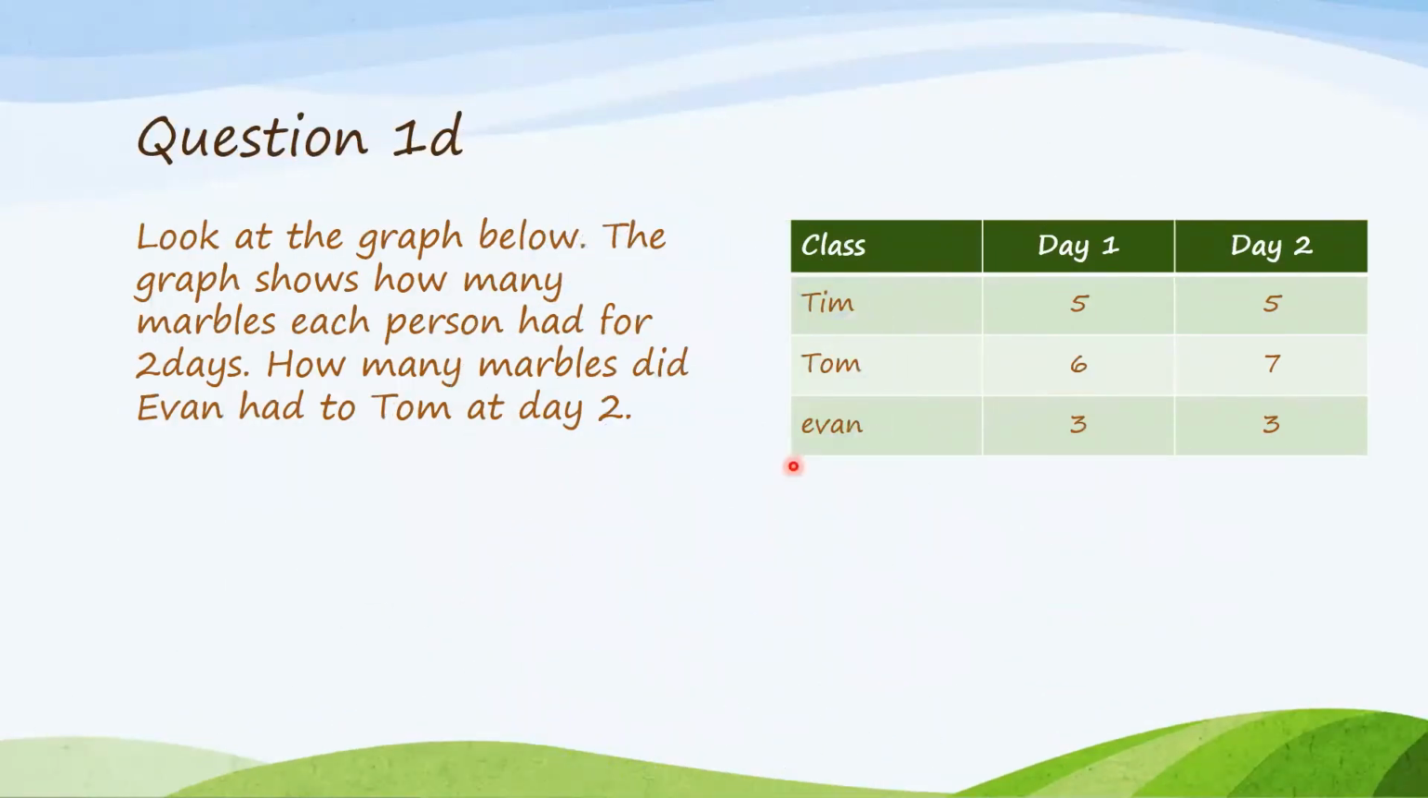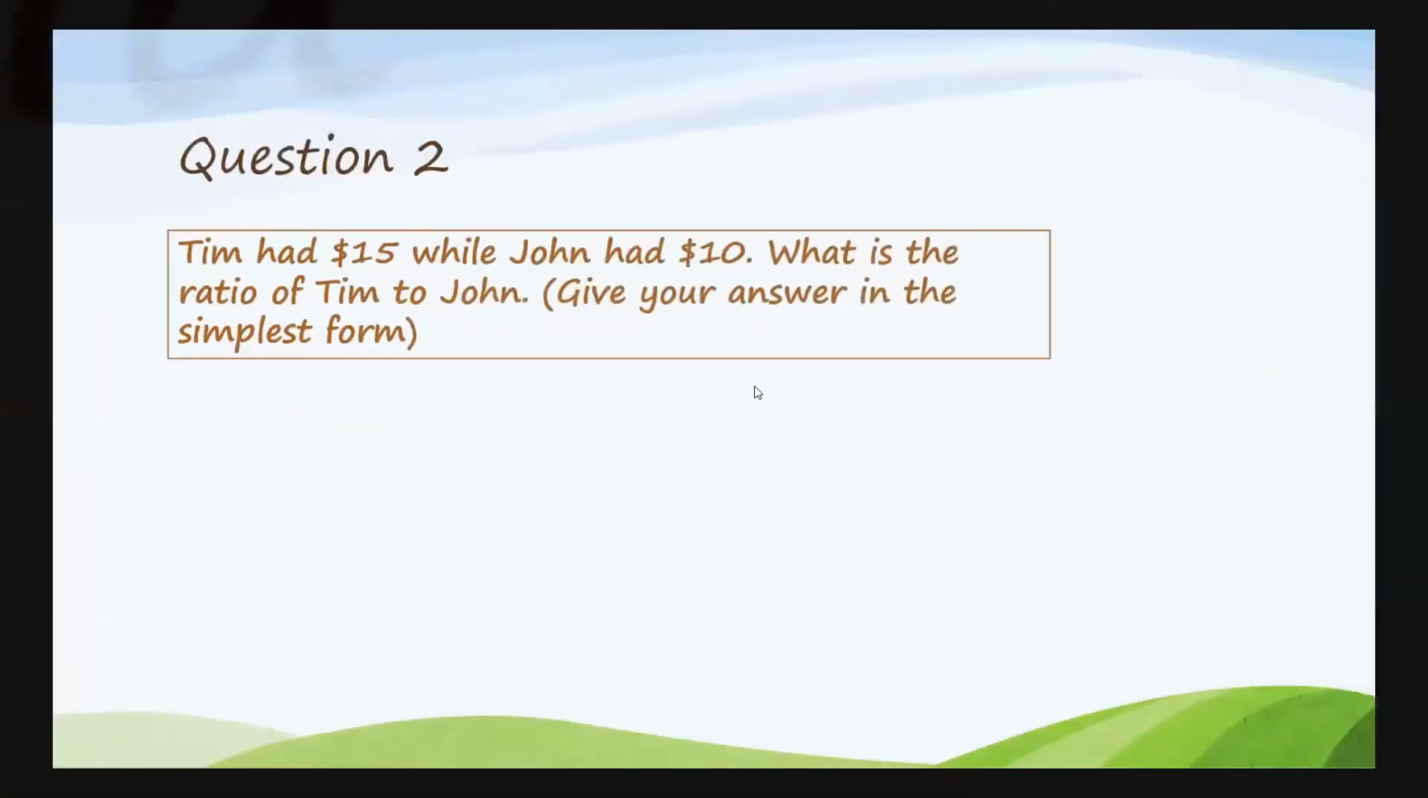Question 1d. Look at the graph again. The graph shows how many marbles each person had for 2 days again. How many marbles did Evan have to Tom at day 2? Evan is to Tom. Day 2. 7:3. Oh, wait. It's not 7:3, right? It is 3:7. You see what I did? I made a mistake. So that's why you have to be very careful with ratio.